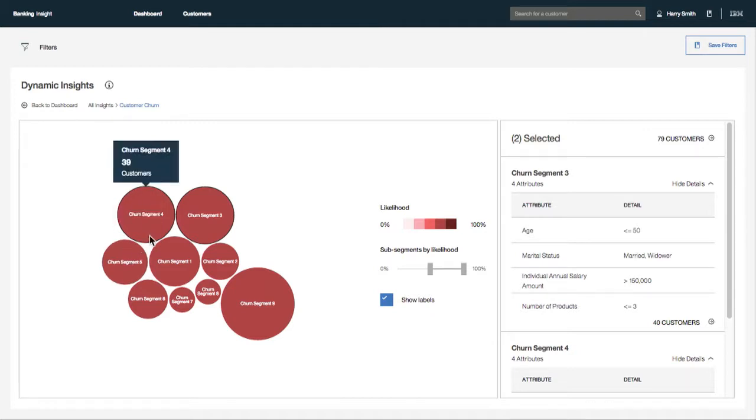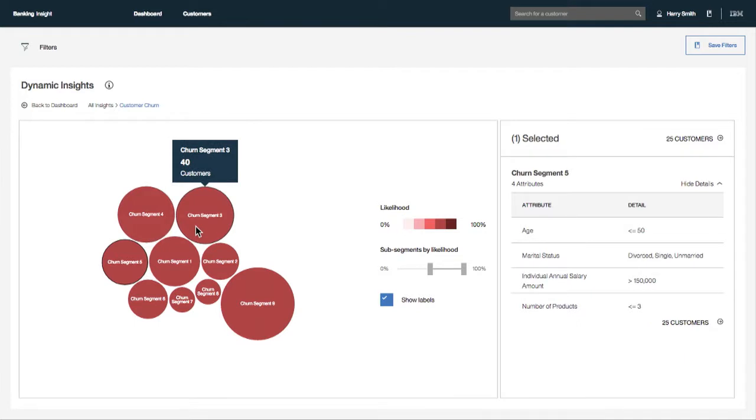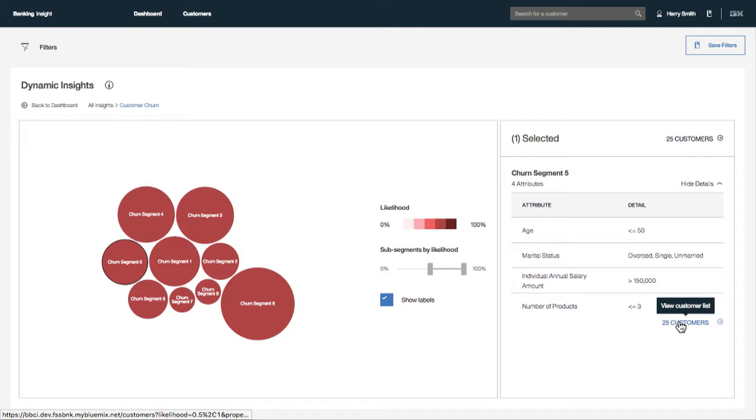And those dynamic segments could be behavioral characteristics or behavioral plus demographic characteristics. So as we look at different elements of those segments, churn could be quite different. We can change the likelihood, our predictive scoring, but let's go dig into one of those segments.